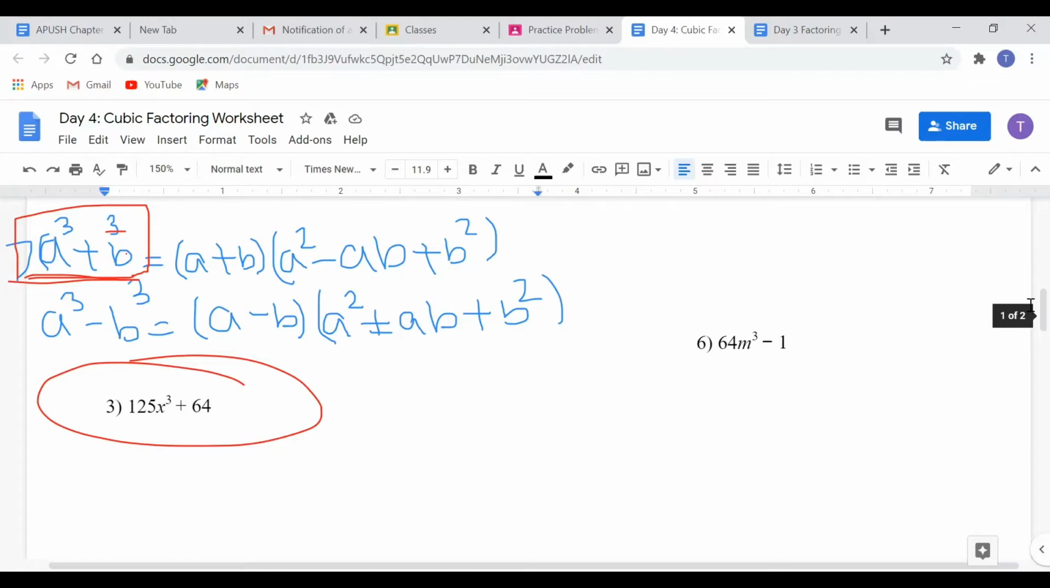Once you figure that out, ask yourself, is 64 a perfect cube? If so, what is the cubic root of 64? For the first one, I know it's a big number, 125, but because it has a 5, it might be divisible by 5. If a number ends in 5 or 0, it should be divisible by 5. I'll give you guys 1 more minute.